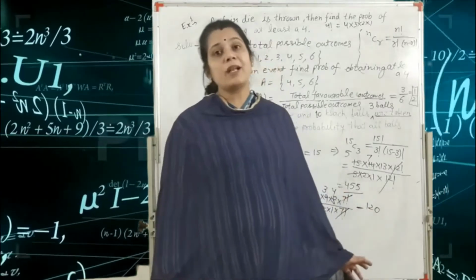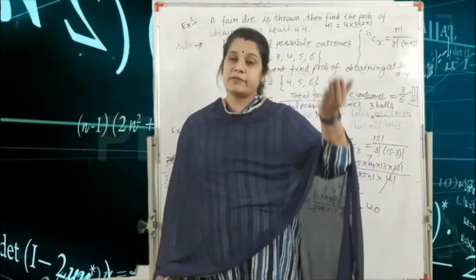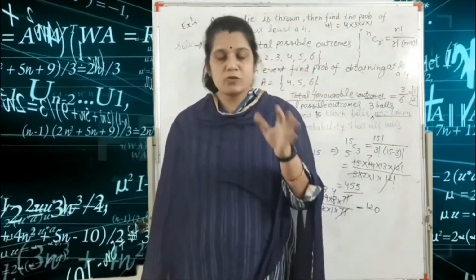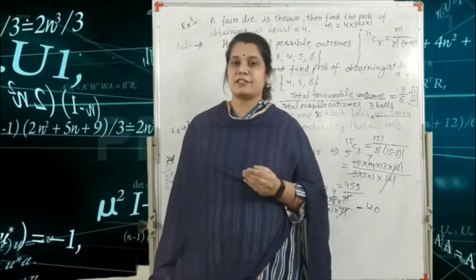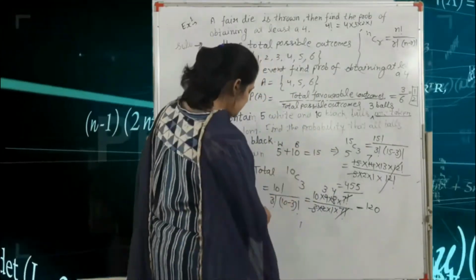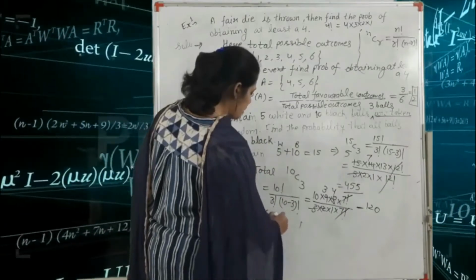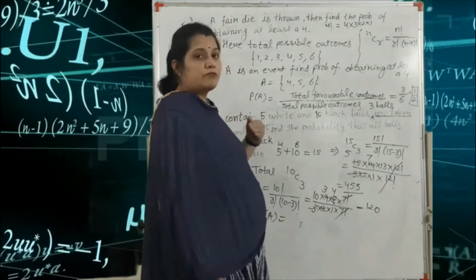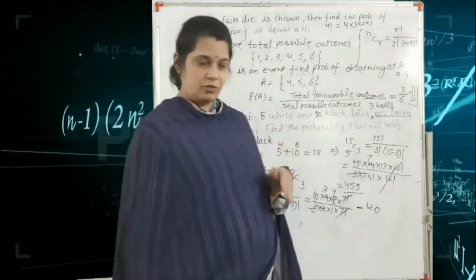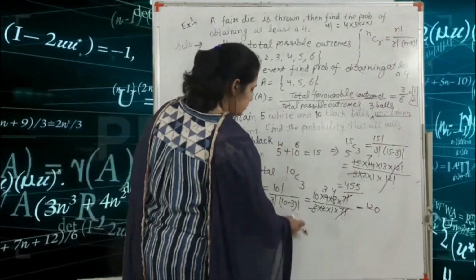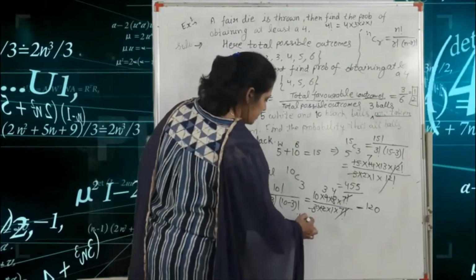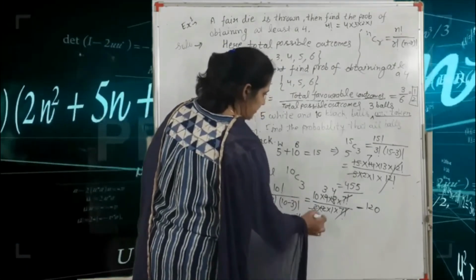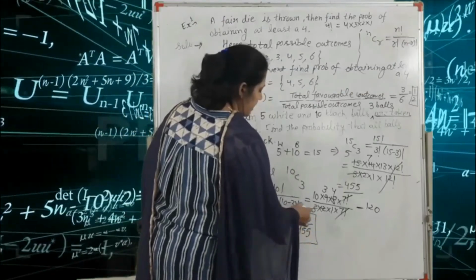So what is our formula? The formula is total favorable events divided by the total possible outcomes, or the total exhaustive events. Here we write the sentence: consider A is the event of getting 3 black balls. So P(A) is equal to total favorable events, 120, over total exhaustive events, 455. This is your final answer.